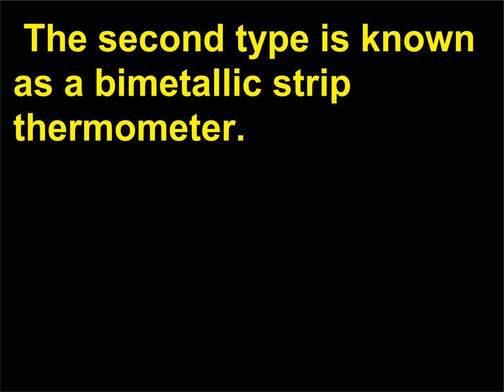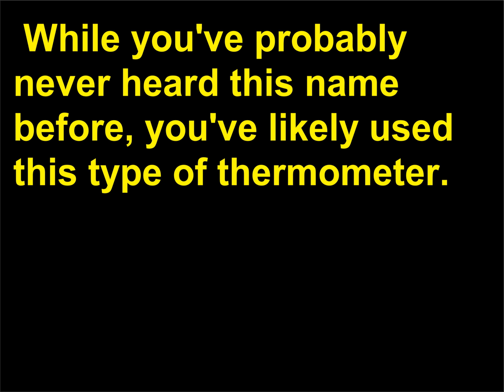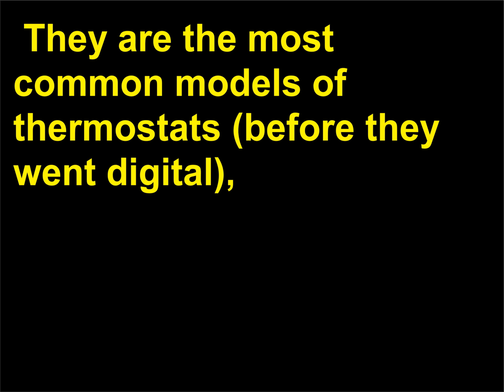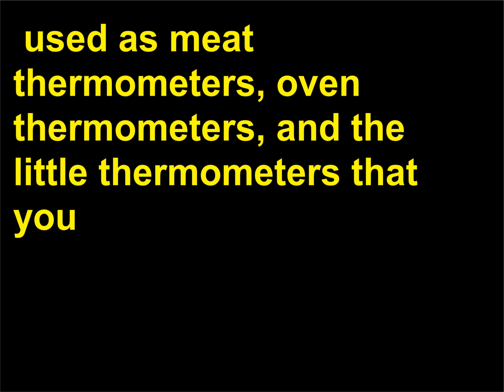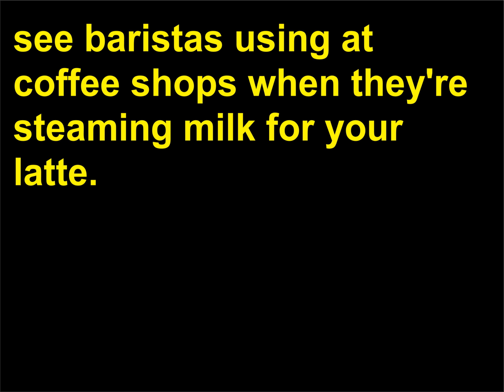The second type is known as a bimetallic strip thermometer. While you've probably never heard this name before, you've likely used this type of thermometer. They are the most common models of thermostats, before they went digital. Used as meat thermometers, oven thermometers, and the little thermometers that you see baristas using at coffee shops when they're steaming milk for your latte.